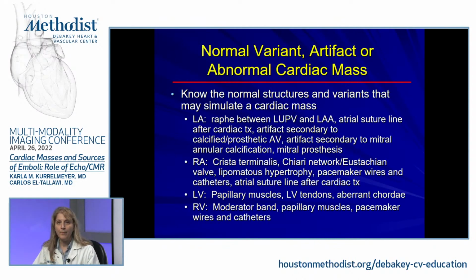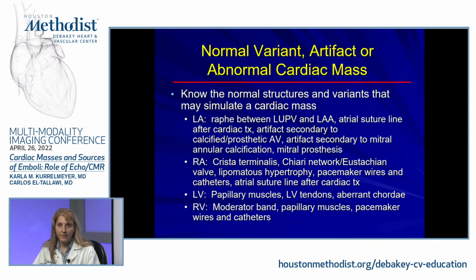So the most important part of the echocardiographic assessment of a cardiac mass is to try and determine whether or not it's a normal variant, an artifact, or it truly is an abnormal cardiac mass. And in order to do that, you really need to know the normal structures and variants that may simulate a cardiac mass in the various chambers and valves.